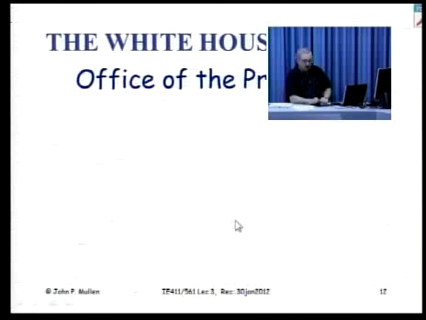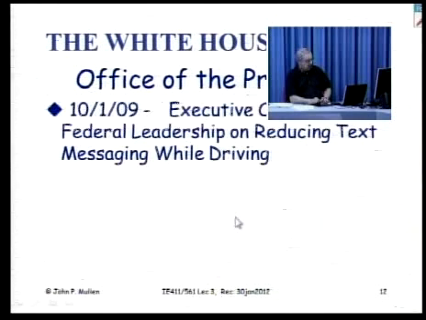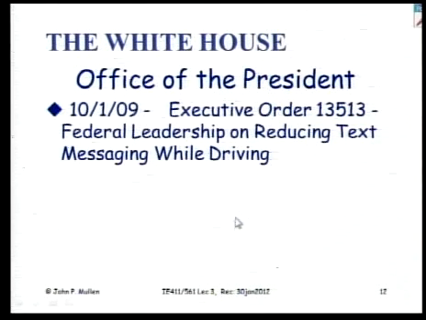For example, the Office of the President in 2009, Executive Order 13513, Federal Leadership on Reducing Text Messaging While Driving. That was in 2009. We see how much that's worked.